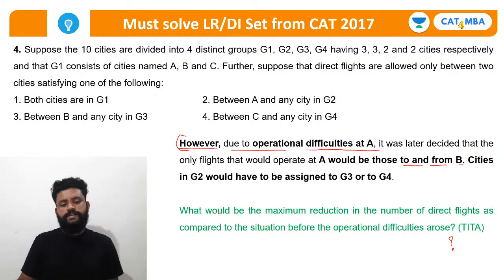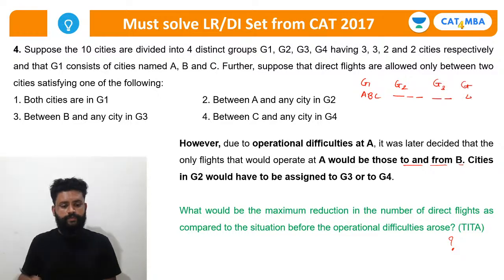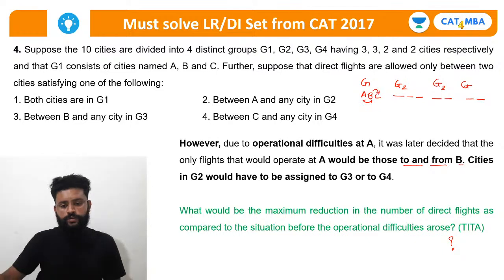Let's talk about the, okay, we'll do it fresh, that's not an issue. Okay, so this is the group 1, that is A, B, C. Group 2 have B, C. Group 3 have 2, group 4. Now understand, A से सिर्फ B वाले कनेक्ट हो सकते हैं, A को C से कनेक्ट करने की जरूरत नहीं है, B और C कनेक्ट हो सकते हैं. यहाँ पे 2 कॉम्बिनेशंस, यहाँ पे 8 फ्लाइट्स.